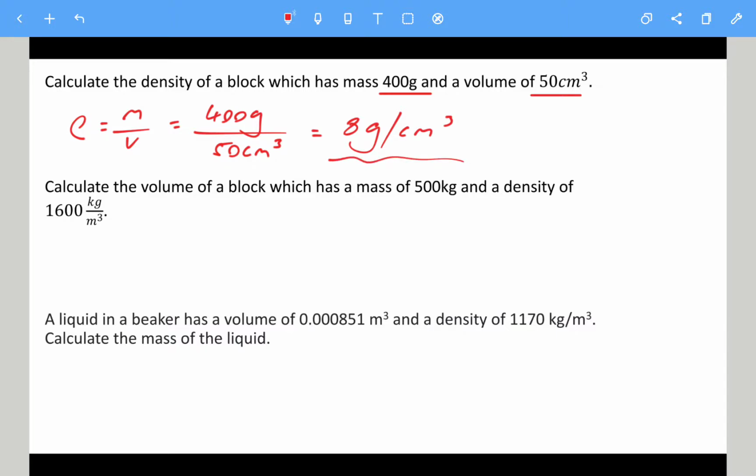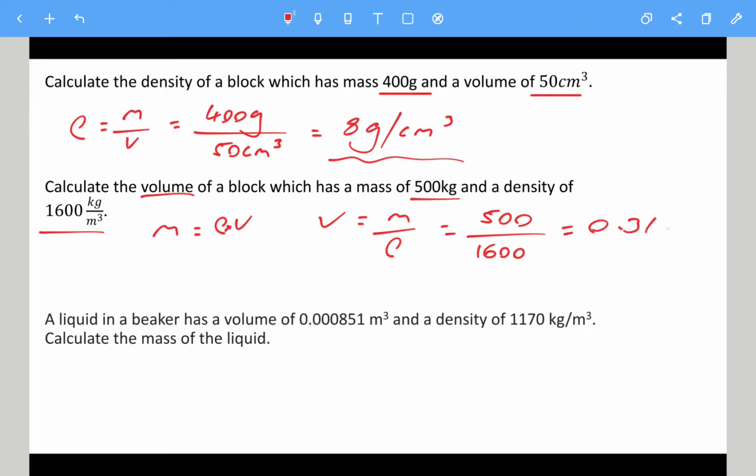Okay, let's look at the next one. Calculate the volume of a block which has a mass of 500 kilograms and a density of 1600 kilograms per cubic meter. The volume will be in cubic meters. Mass is density times volume, so volume is simply the mass divided by the density. That will be 500 kilograms divided by 1,600 kilograms per meter cubed, and that gives us 0.31 cubic meters.